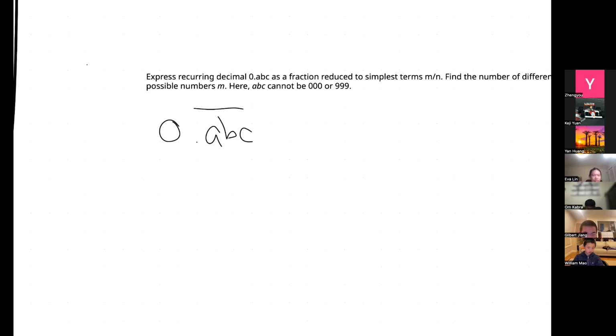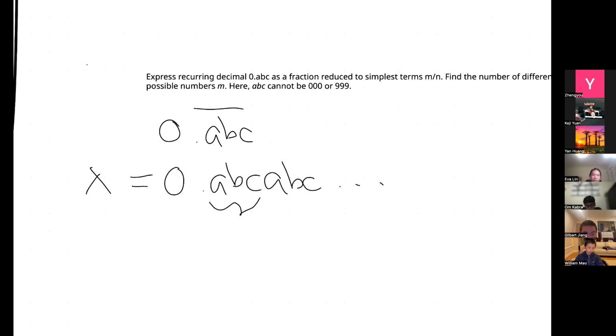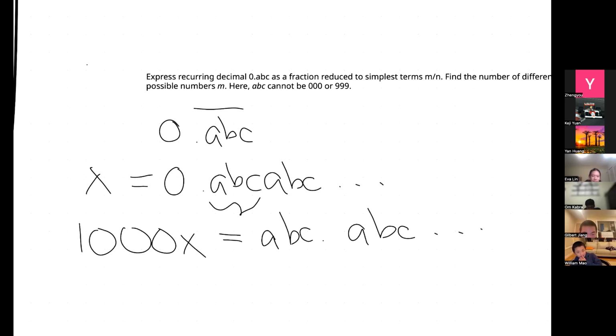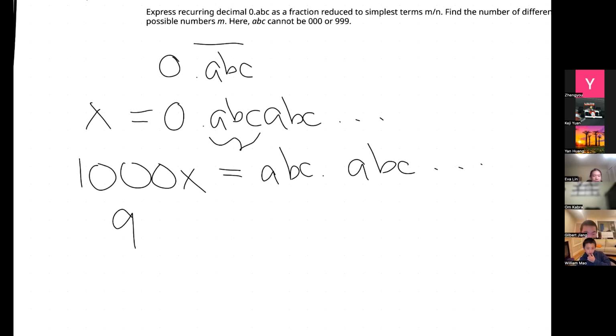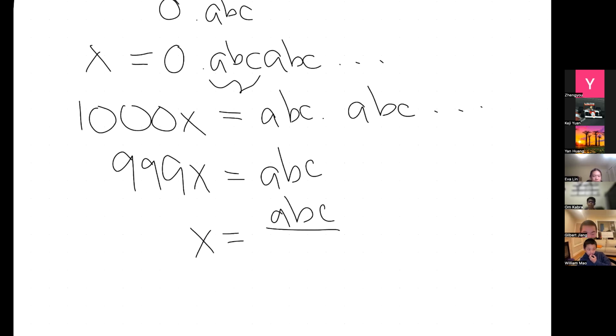So if we write this out, we get this, and it goes on, right? If we assign this a value x, for example, and since there are 3 digits that are repeating, we can multiply x by 10 to the 3, which is 1,000. Okay. 1,000x is ABC and so on. If we subtract these two values, you'll notice that the decimal portion of this number cancels out. So you'll get 999x is equal to ABC. So then that means x is equal to ABC over 999.